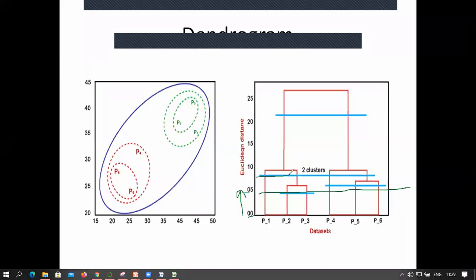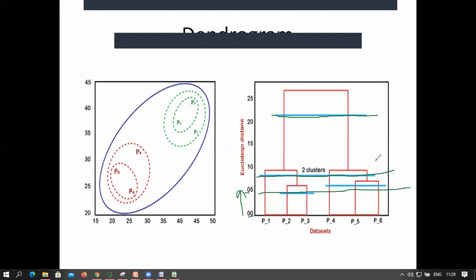So I will draw a vertical line over here, and then I'm drawing a horizontal line, sorry. I'm drawing a horizontal line over here that is cutting these vertical bars at this point, over here, and over here. Or you can say that when you have joined these two, there you can draw a line. Here you're drawing a line when you have joined all these, and then you have joined these clusters over here, then you are drawing a horizontal line over here.